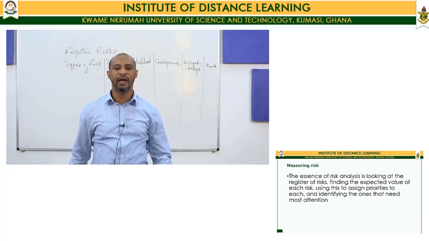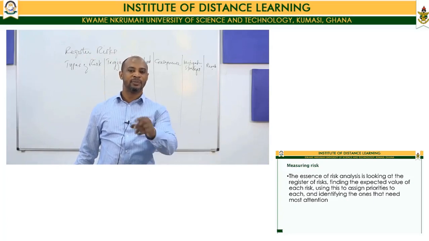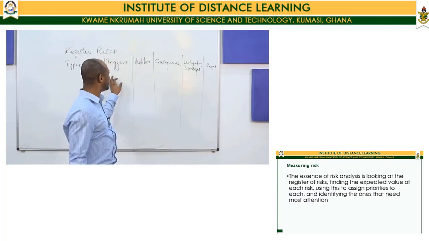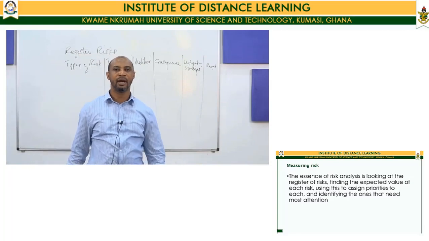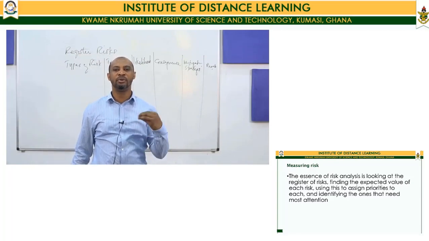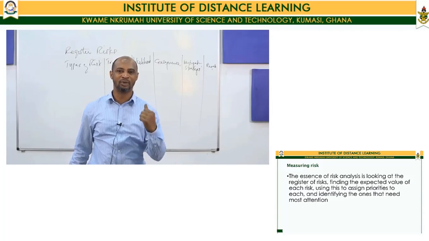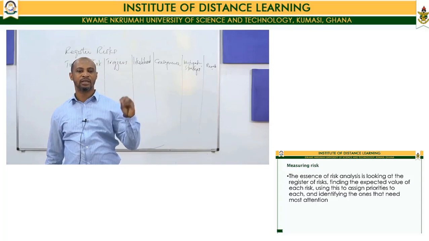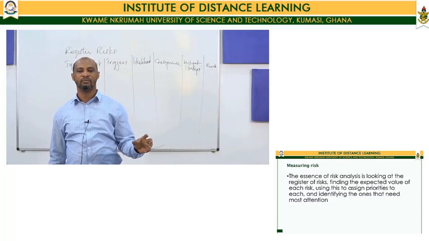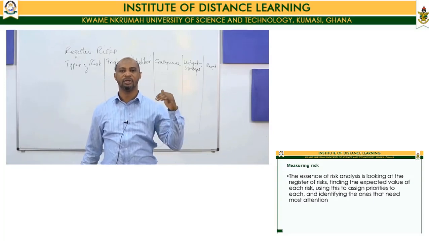So, we can find the expected value of each risk. And generally, expected value is determined by multiplying the likelihood times the consequence. Remember that the likelihood is usually based on probabilities. What is the probability of this occurring? And when it occurs, what is likely to happen? Then we use this to assign priorities to each of them, where we can identify some as high risk, medium risk, low risk.